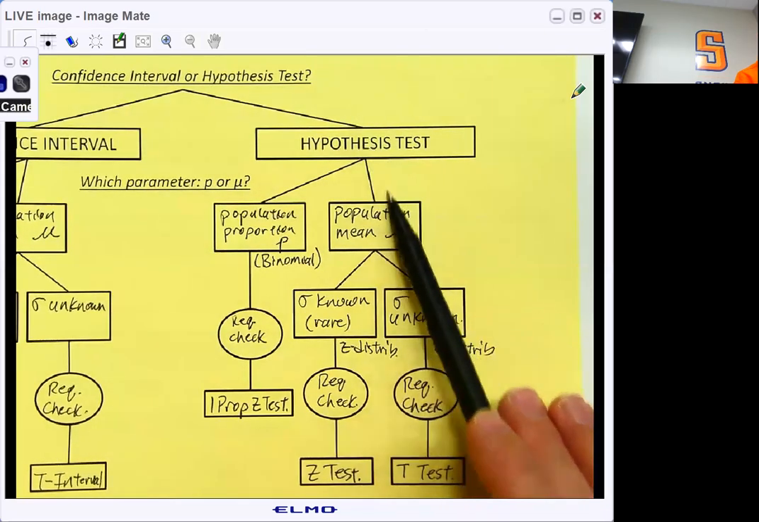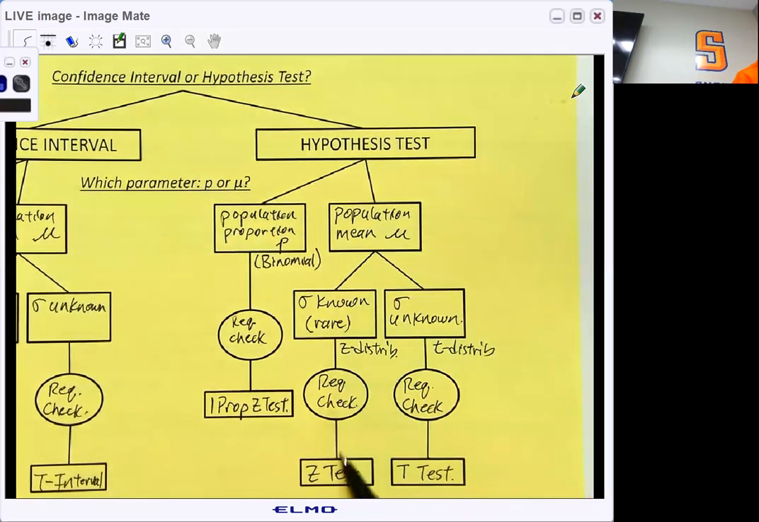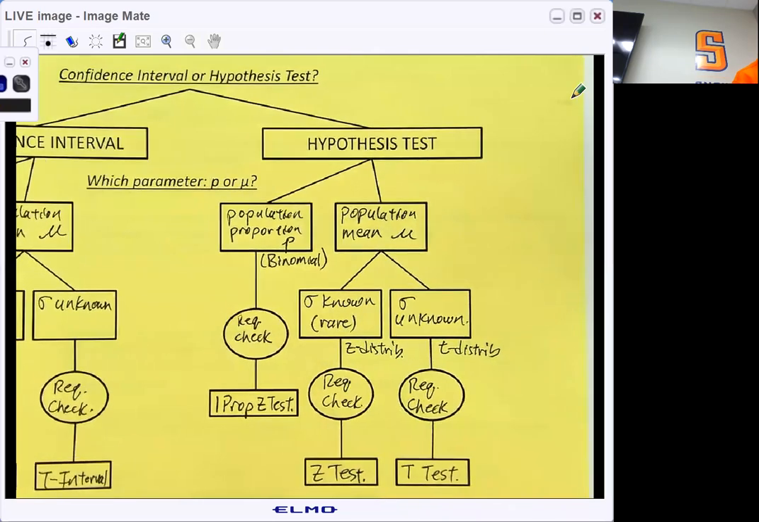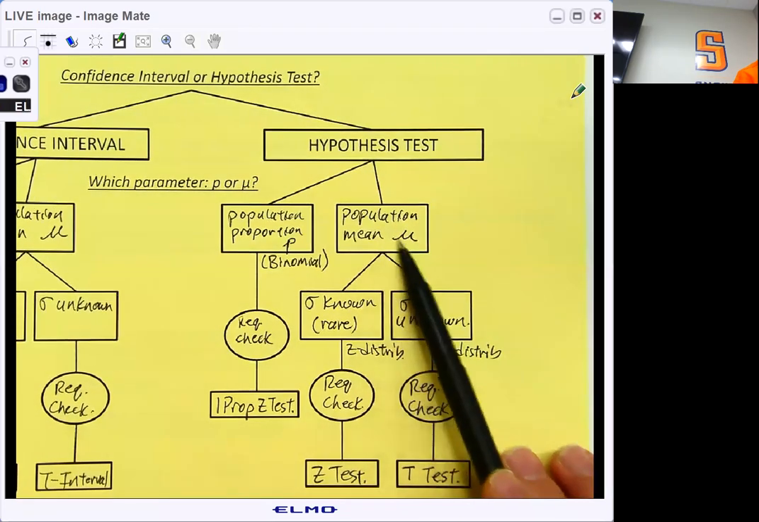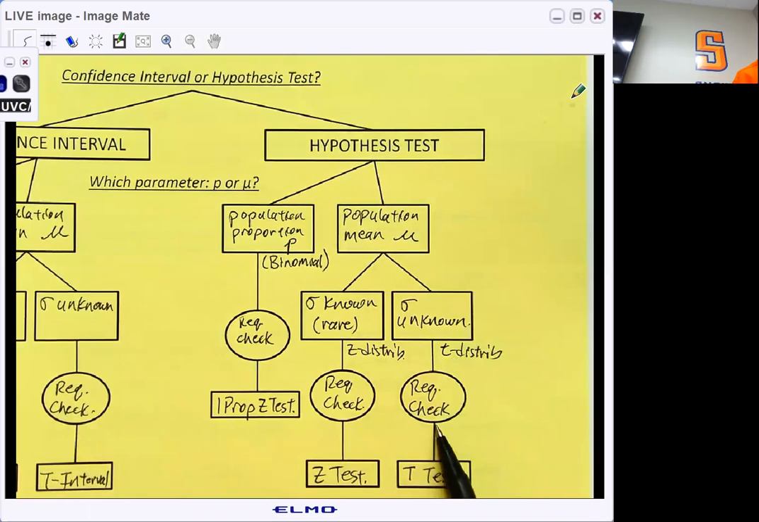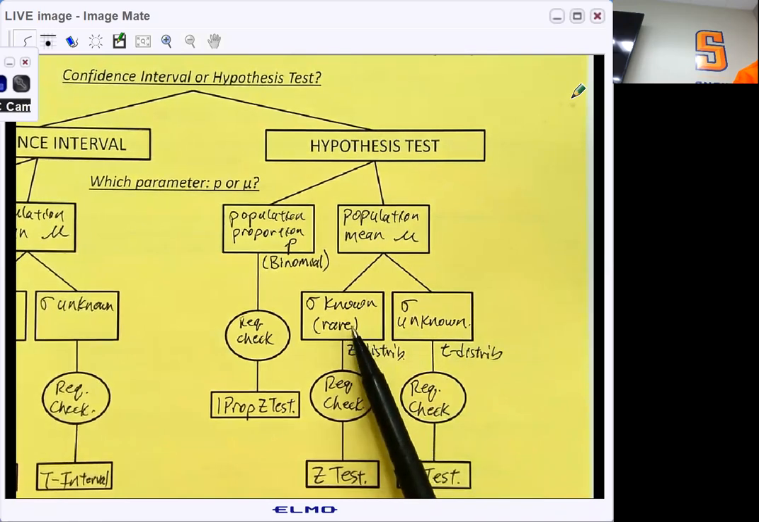So the first one we'll look at, we'll deal with when we know the population standard deviation, but what happens most times in real life is when we don't. But I do want to show you a situation where we do know the population standard deviation.